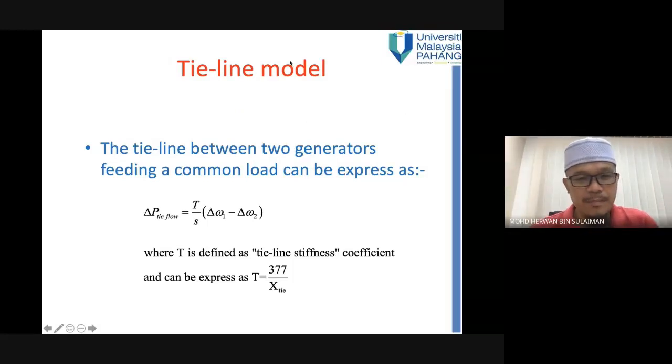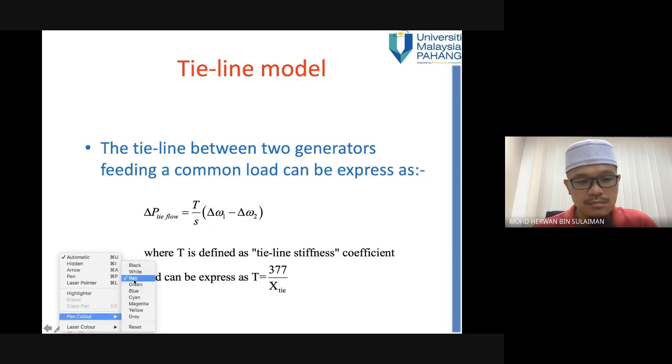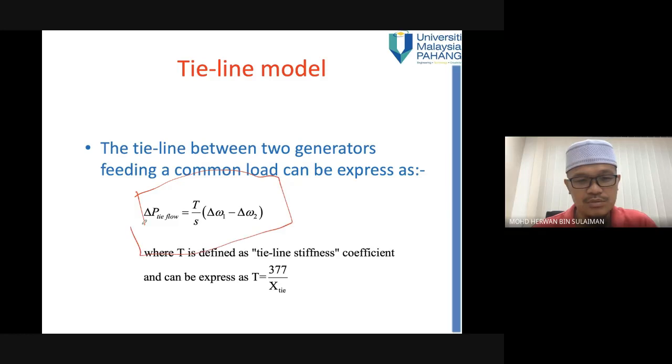So basically, the tie line between two generators feeding the common load can be expressed as this equation. Okay, delta P tie equals T over S times (delta omega 1 minus delta omega 2), where T is defined as the tie line stiffness coefficient and normally can be expressed as 377 over X tie, X being your impedance.